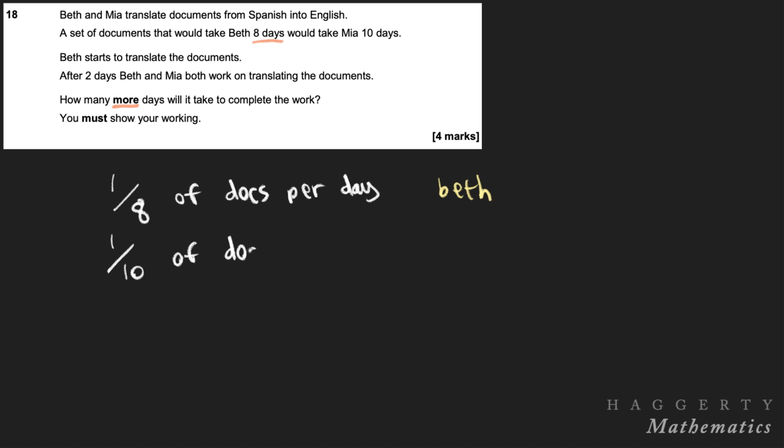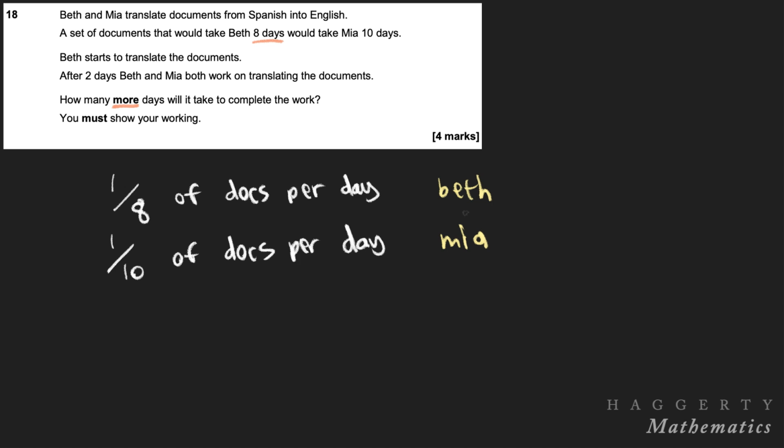So I think the best way to reason about this is in terms of fractions of the documents translated. If they tell you it takes Beth 8 days to finish all the documents, then you can quite happily say that Beth completes 1/8 of the documents per day, right? That's how much Beth completes per day. So that's Beth's output in terms of a fraction of the total documents. And by similar nature, Mia, you can say, completes 1/10 of the documents per day. So that's Mia's output if she's working independently.